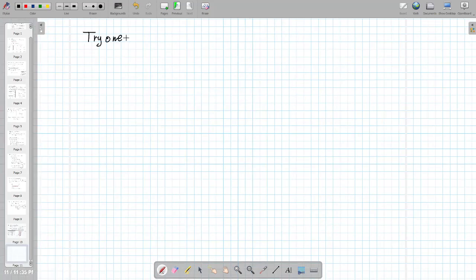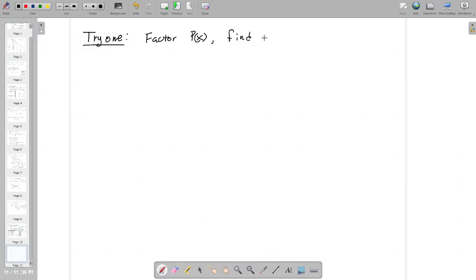All right, I want you to try one now. Factor p of x, find the end behavior, and sketch the graph. If p of x is equal to negative x cubed plus 9x.